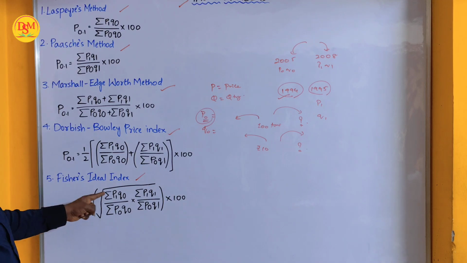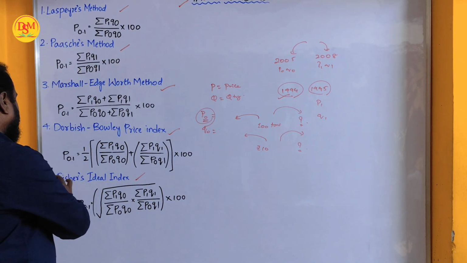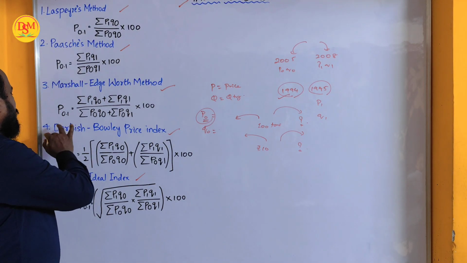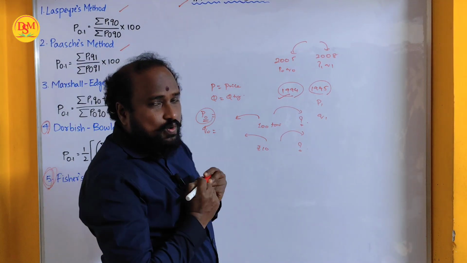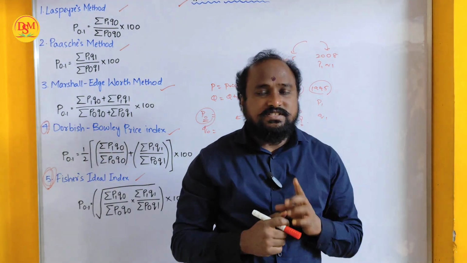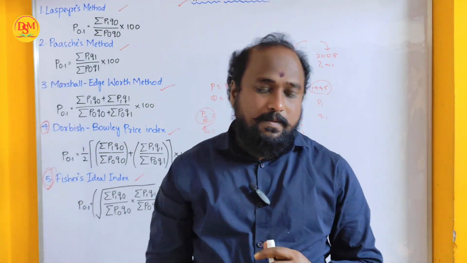half you have to take. Fisher's ideal index numbers, in this Fisher's is very, very important, Dorbish-Bowley is very important, Paasche's is also important, Laspeyres' is also important. So here let's do one problem covering all these methods in a single sum. Let's begin.